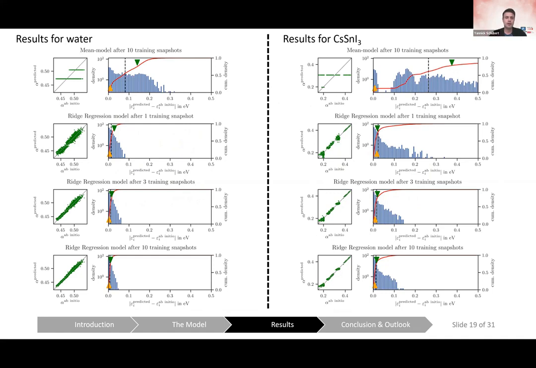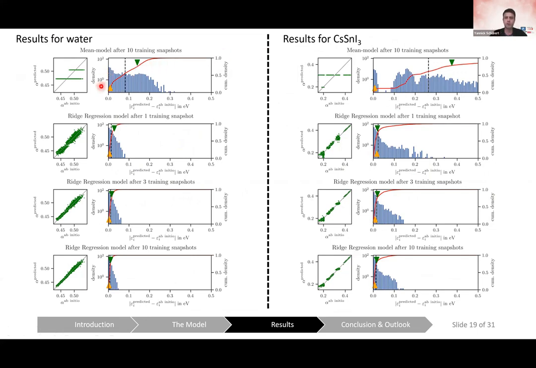Essentially, I have summarized all the results that I want to show you today in this slide. I will guide you through these results step by step. But let me first outline what you can see. On the left, you can see all the results for the water system. And on the right, you can see all the results for this perovskite system.